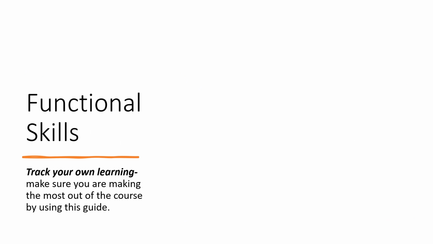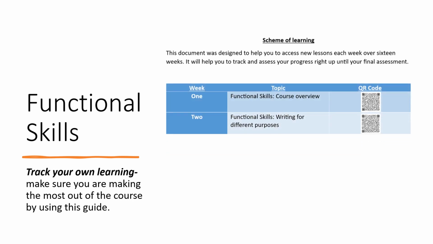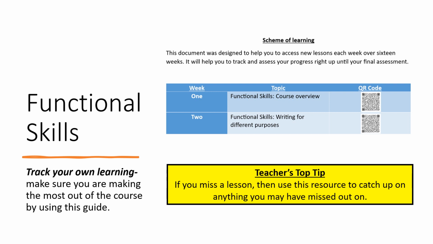Tracking your learning. Making sure you're making the most out of this course by using this guide. So this is what we call our course roadmap. It's also called our scheme of learning as well. So this document was designed to help you to access new lessons each week over the 16 weeks. It will help you to track and assess your progress right up until your final assessment. So if you're watching this as the actual video, then it'll be important to think about actually downloading it, because there'll be a link provided in the description below.